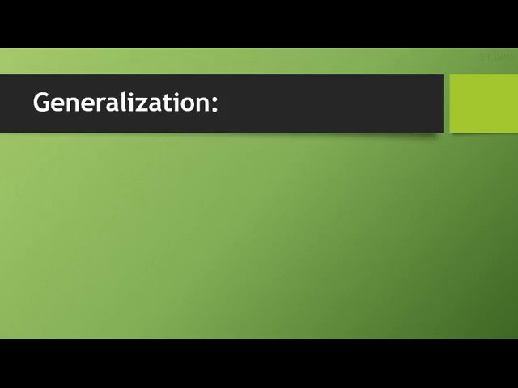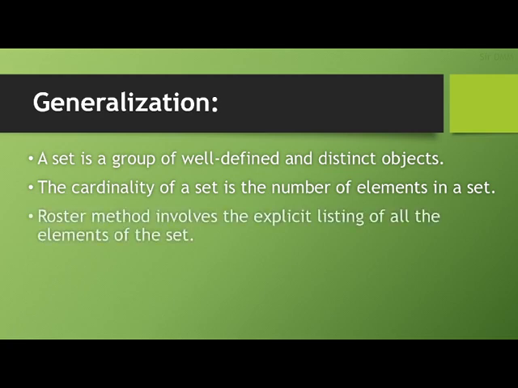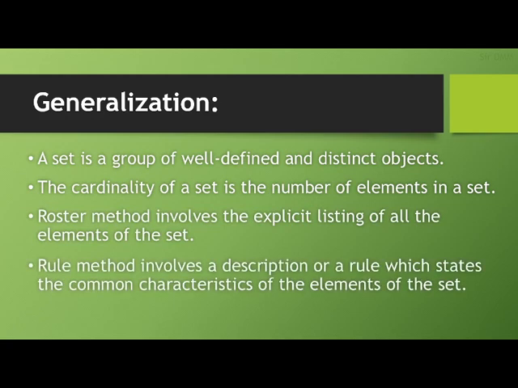For our generalization, a set is a group of well-defined and distinct objects. The cardinality of a set is the number of elements in a set. Roster method involves the explicit listing of all the elements of the set. Rule method involves a description or a rule which states the common characteristics of the elements of the set. And rule method is written in set builder notation.